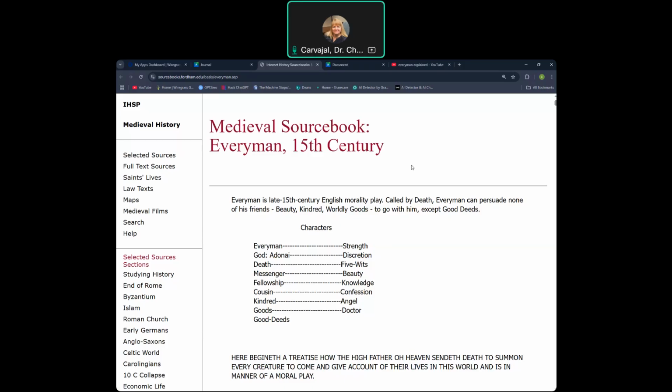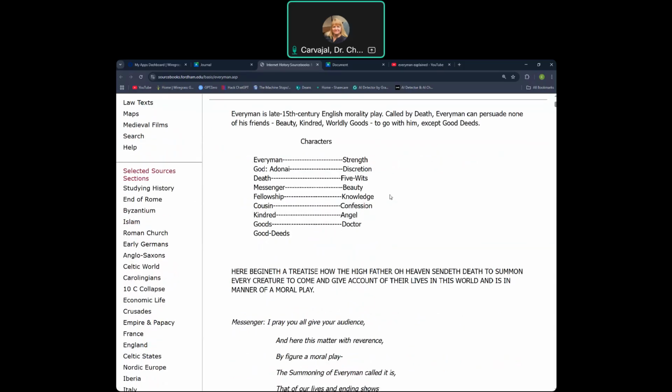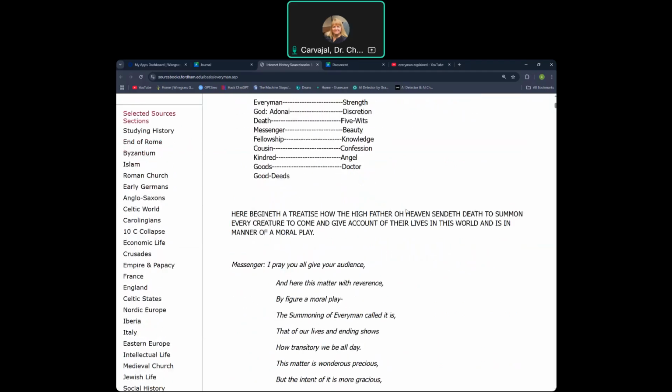It's translated in here as goods, but it's really usually worldly goods, specifically your wealth. And so you could certainly translate it into that as well. But this is very much a rather short play. To actually put it on takes about 45 minutes.